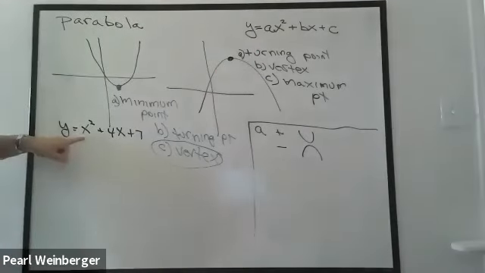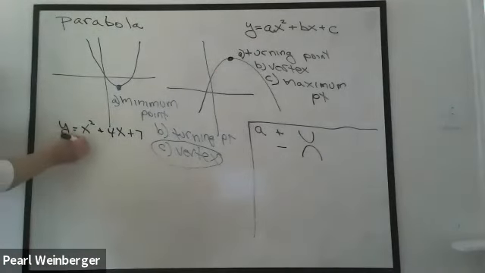Notice in this particular example, the A, there is no number in front of it. Remember, the A is what we call the leading coefficient. It must be 1, and it happens to be positive. So this is an opening up parabola.